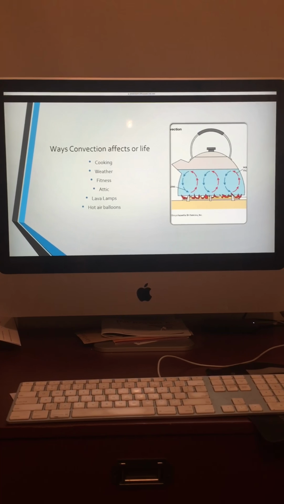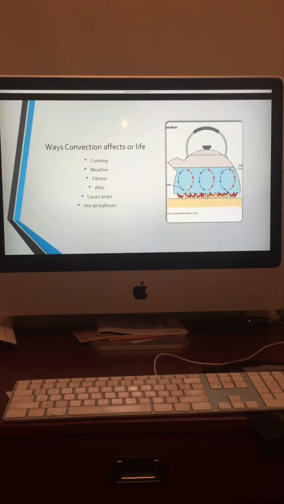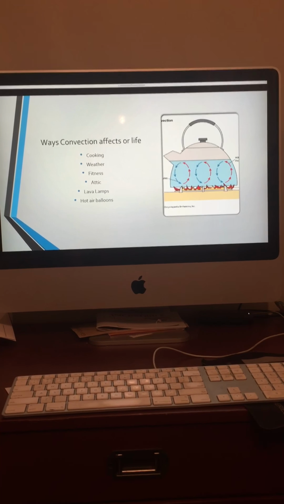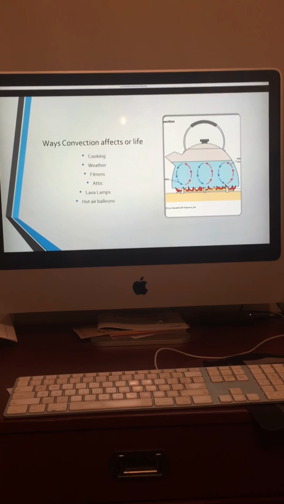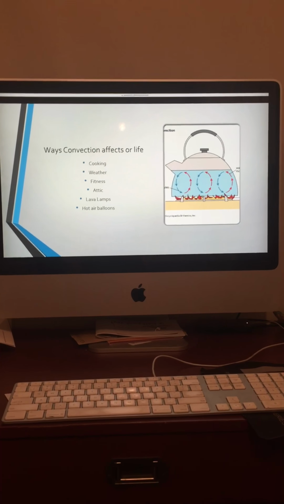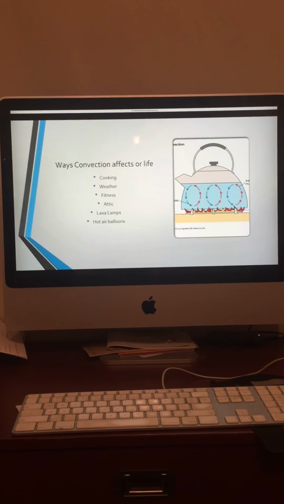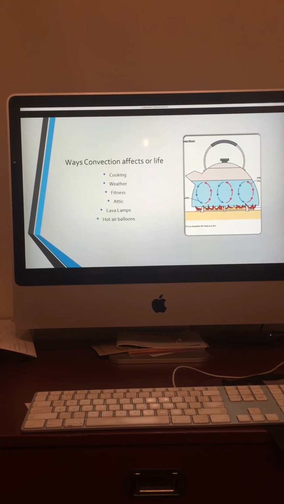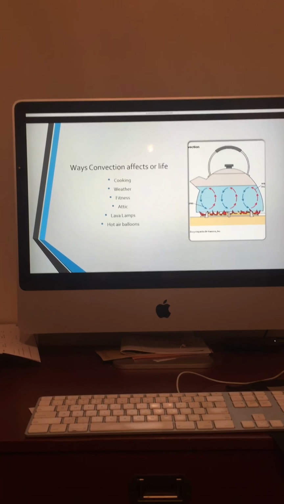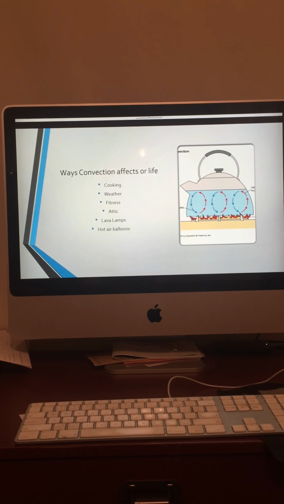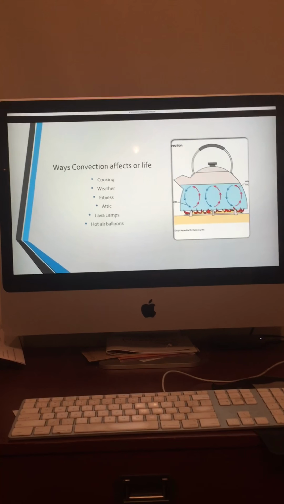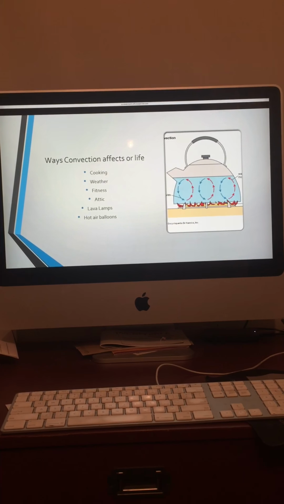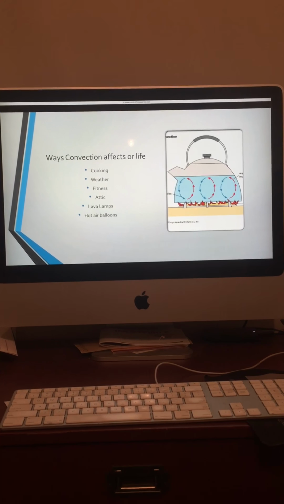Just like this picture shows. So the blue arrow is the cooler air being pushed down, the red is the hotter air coming up. The ways convection affects our life: cooking, as the picture shows, whether you're baking in an oven or water in a teapot. Weather, thunderstorms and convection in the world of weather can be interchangeable. Thunderstorms is when hot air, cold come through. And the fitness, people going to saunas and spas and such and trying to sweat and lose weight.